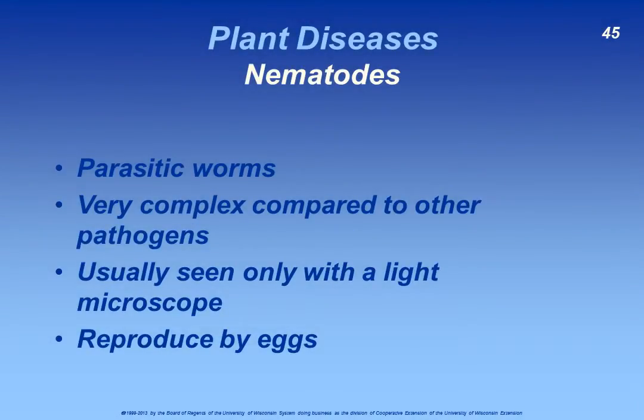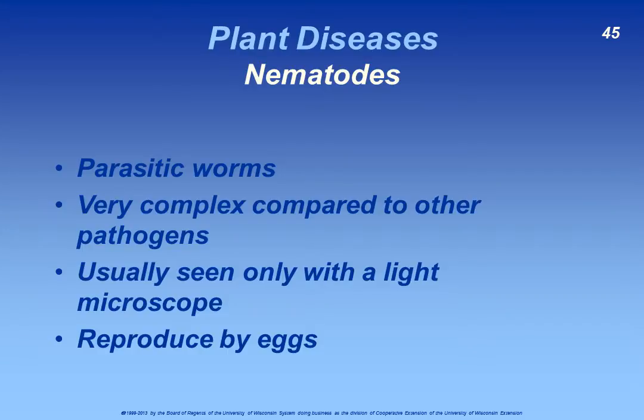The last group of pathogens that I would like to discuss is the group that contains the nematodes. Nematodes are small worm-like organisms, and there are all kinds of different types of nematodes. There are nematodes that feed on bacteria, there are nematodes that feed on fungi, there are even nematodes that feed on other nematodes. The group of nematodes that we're interested in are those that can cause plant disease.